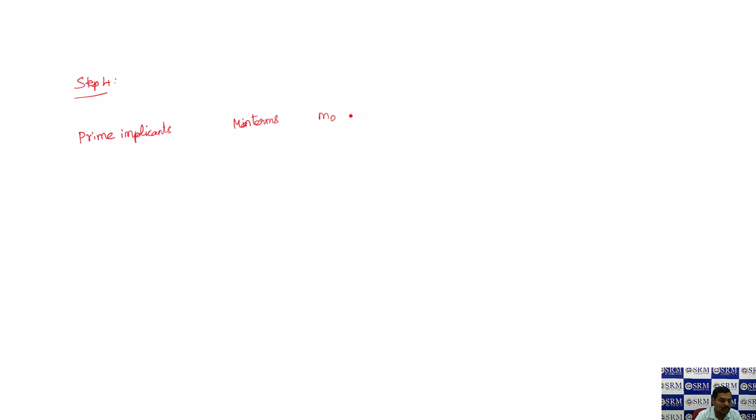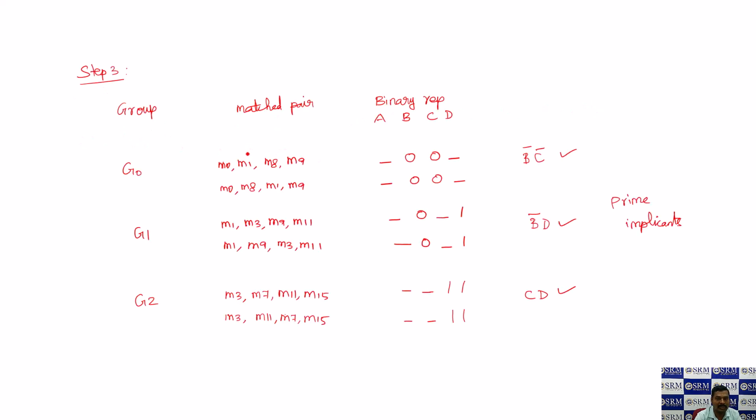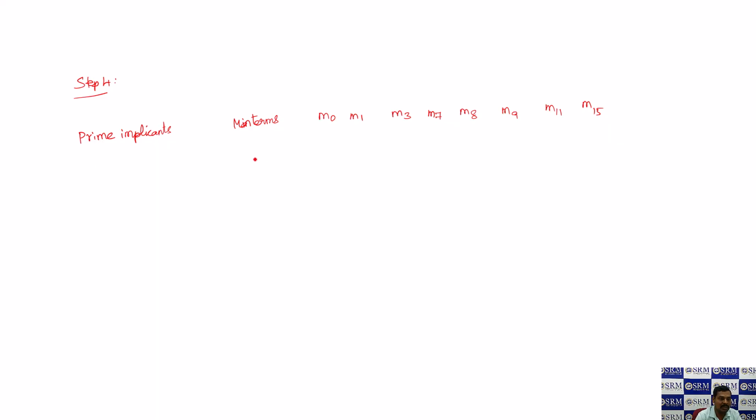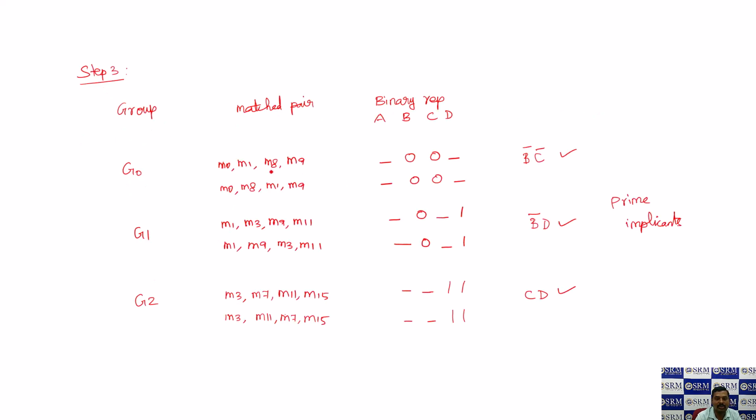M0, M1, M3, M7, M8, M9, M11 and M15. Right. Prime implicants, what did we get? B bar, C bar. Next B bar, D. Next C, D. So what are the minterms over there?